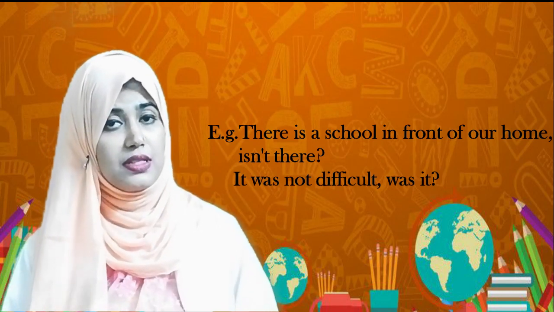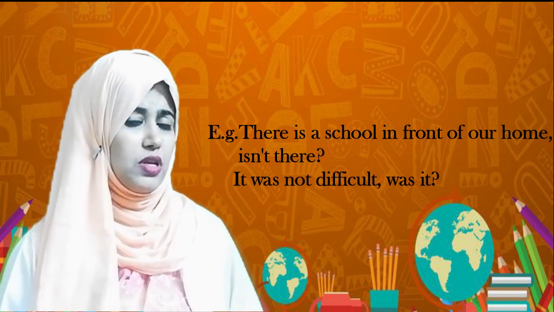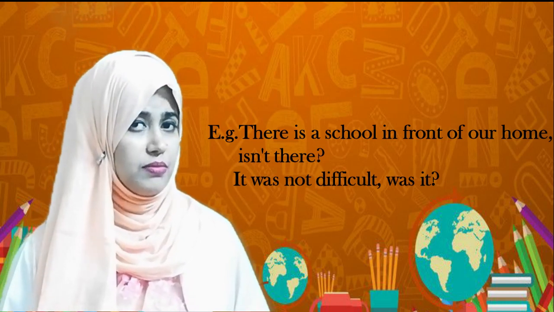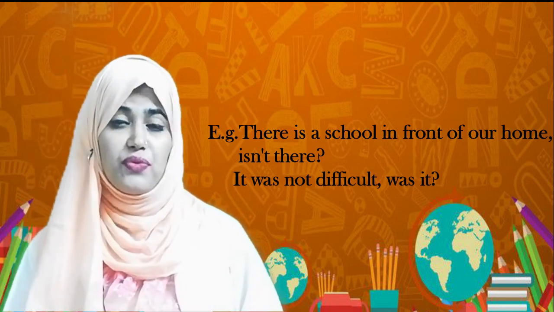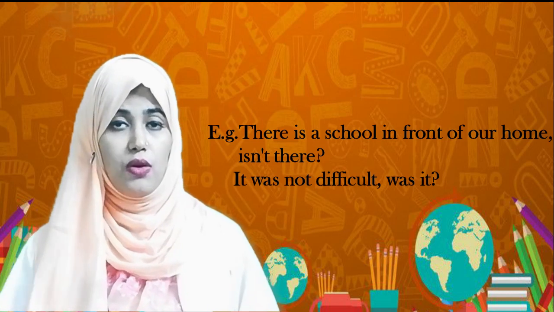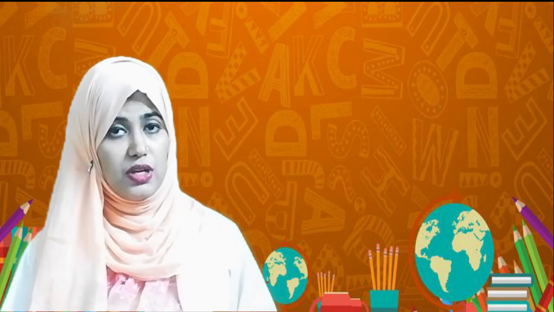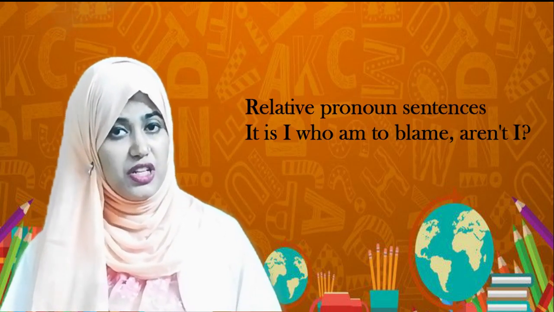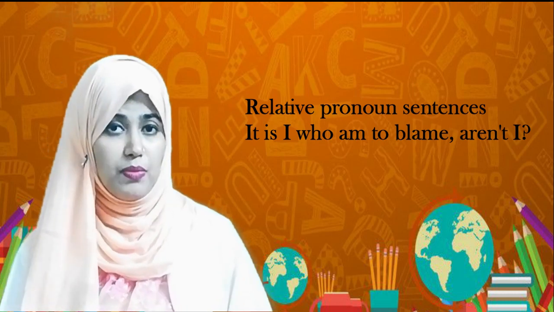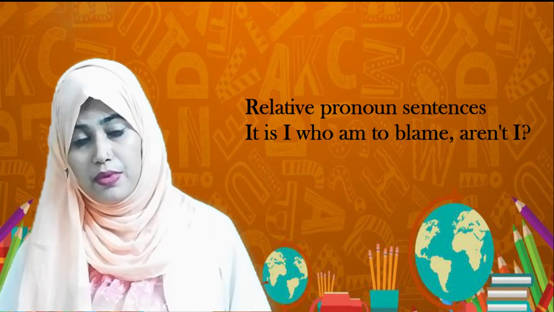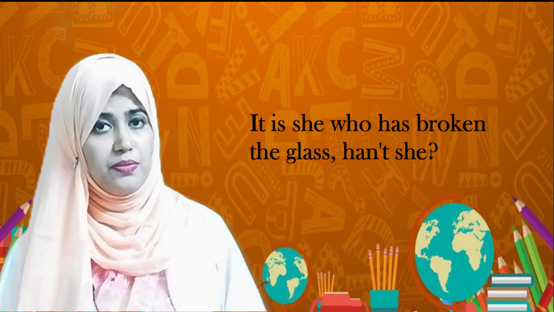In case of introductory there or it, what we are going to do? You have to make the tag using there or it. For example, there is a school in front of our home. Isn't there? It was not difficult, was it? In case of it is I or it is he or it is you, and after that if you find relative pronoun, then you have to use the verb after this relative pronoun to make the tag. For example, it is I who am to blame, aren't I? It is she who has broken the glass, hasn't she?